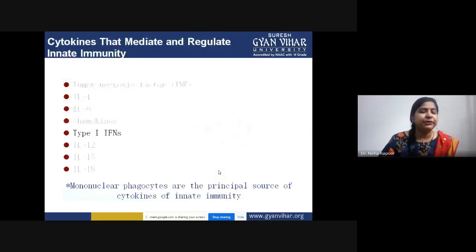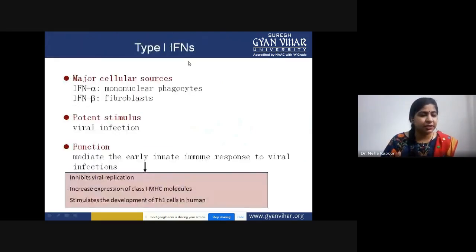Now, type 1 interferon. These type 1 interferons are released from some major cellular sources, for example, mononuclear phagocytes and fibroblasts. They act as a potent stimulus in response to viral infection. The major function is to give the early immune response to viral infection by blocking viral replication, by increasing the expression of class 1 MHC molecules on the surface of immune cells, and by stimulating the development of T helper 1 cells.